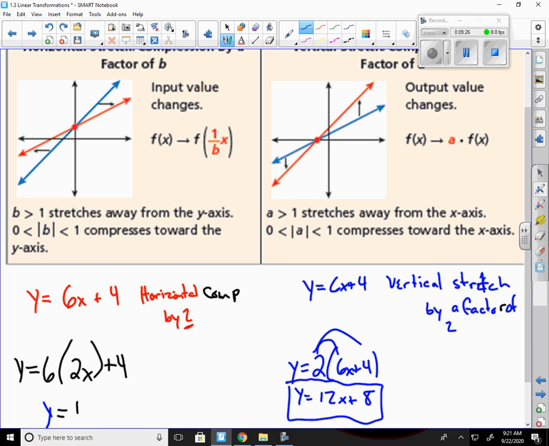So it gives me y equals 12x plus 4. That's going to give me a horizontal compression. So it's important to remember that if I'm doing a horizontal, it's a compression if this is a number greater than 1. It's a stretch if it's a number less than 1. And it's the opposite for vertical. It's a stretch if the number that we are doing out in front here is more than 1, and it's a compression if it's less than 1.